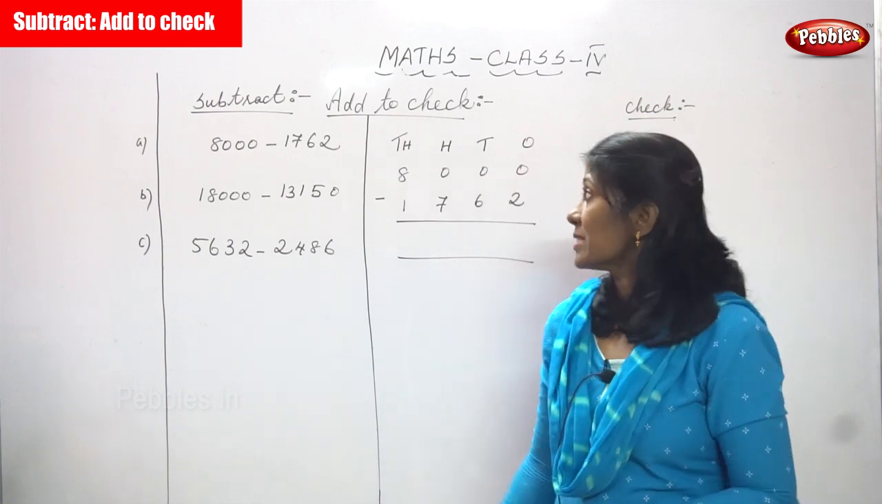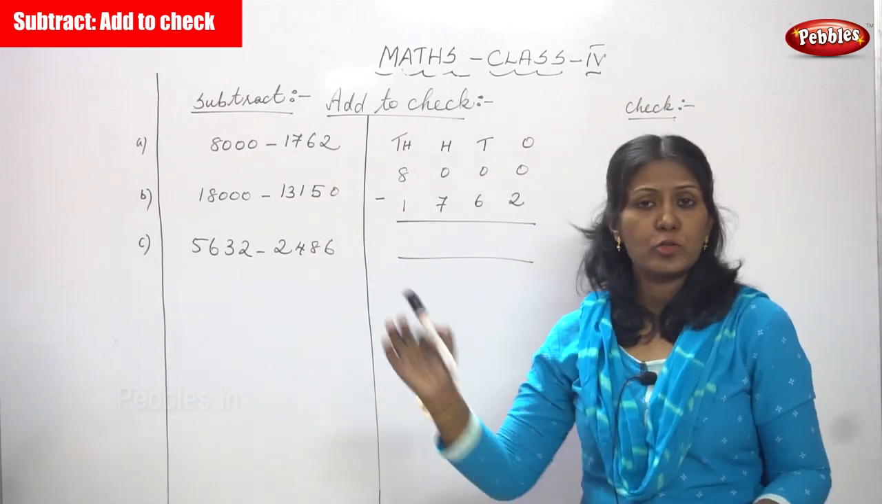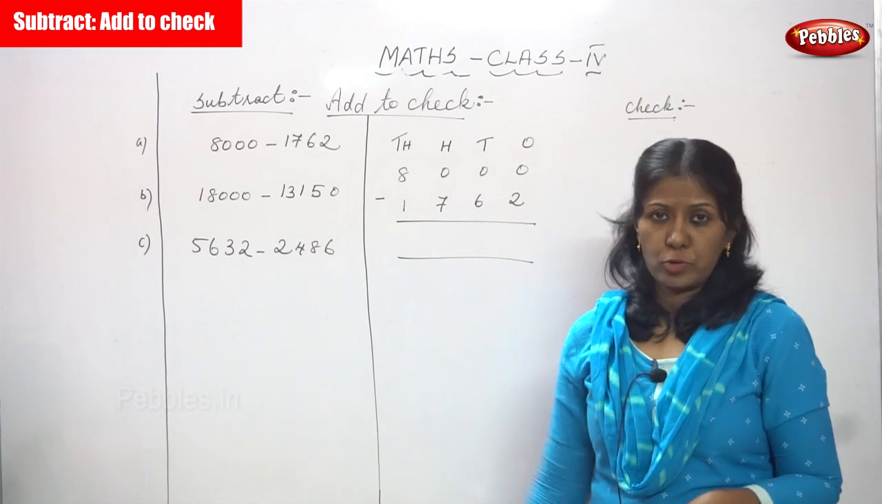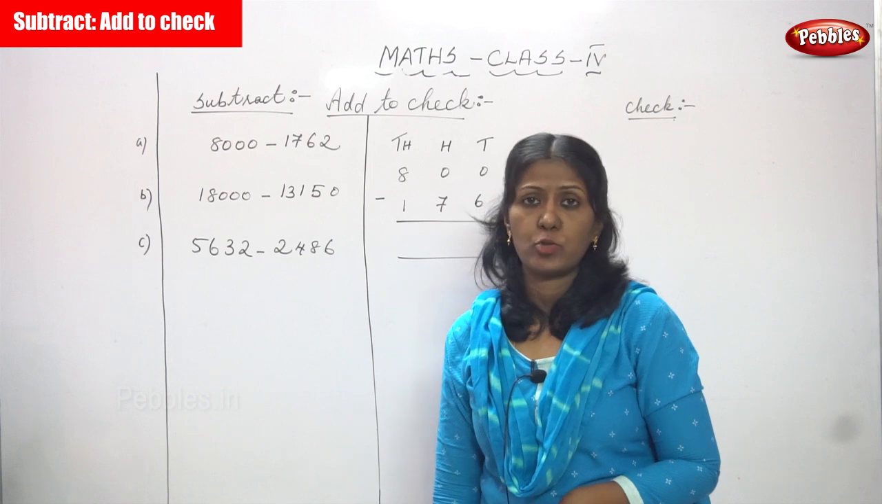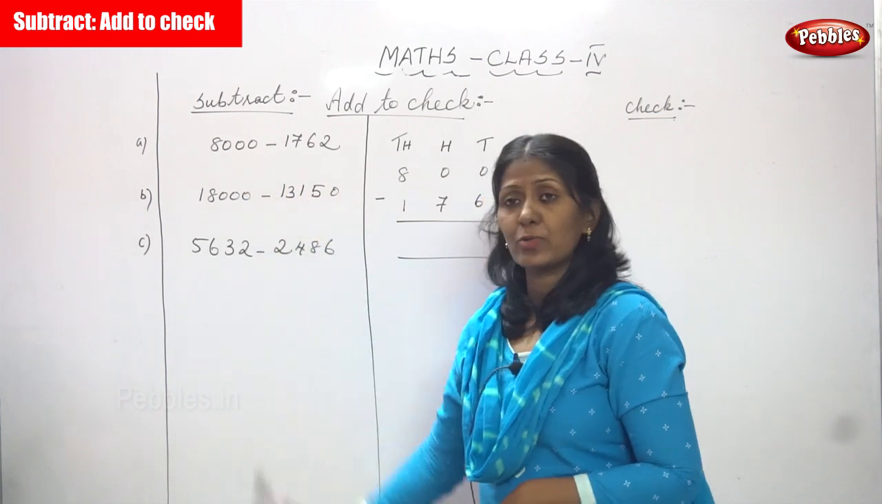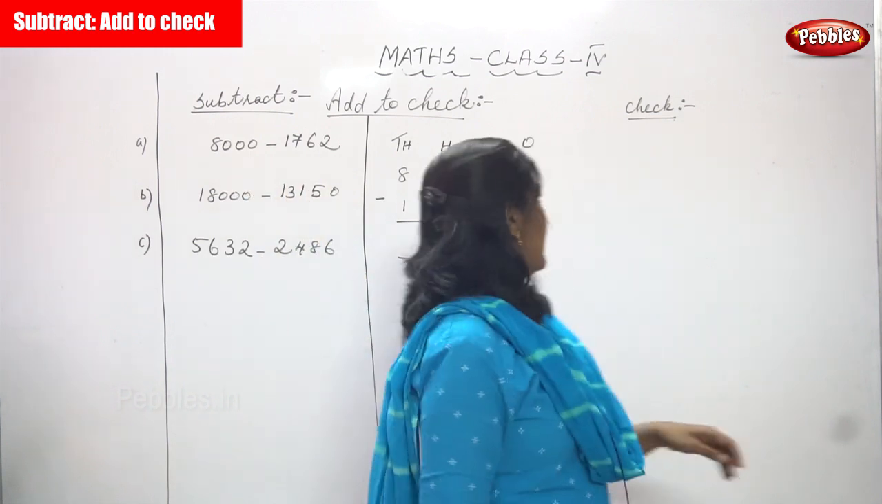Now we are going to see subtract, add to check. It is also boring subtraction. Now we are going to do the first sum. So 8000 minus 1762. 8000 minus 1762. Okay, let's start the sum.